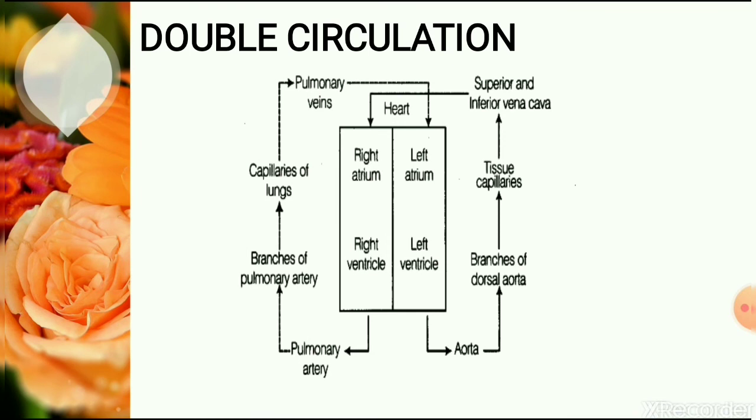What is double circuit circulation or double circulation? As we have discussed the course of blood circulation through the human heart, we can see that during a single cycle, two types of blood, that is oxygenated and deoxygenated blood, pass through the human heart. Therefore, this type of circulation in which two types of blood pass through the heart during a single cycle is called double circuit circulation.